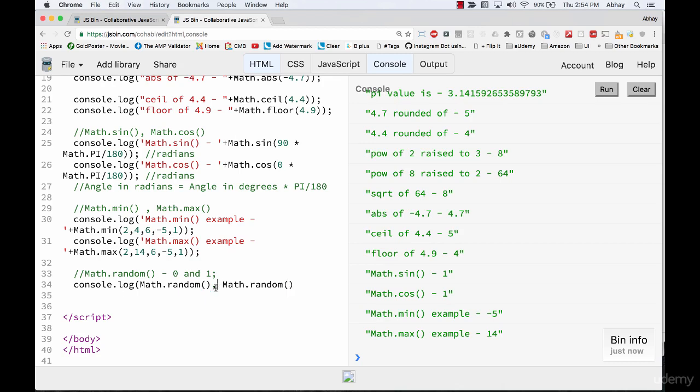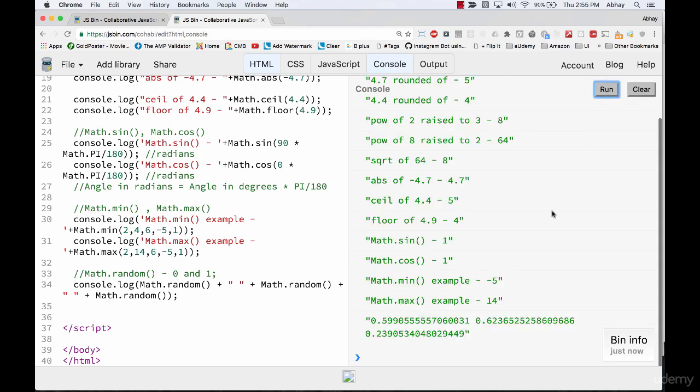Let's do a plus, space, plus. Let's copy this once more. Let's close the bracket. Let's see what the numbers are. So you can see it's 0.599 whatever, 623 whatever, 239 whatever. So you always get a new number whenever you use math.random.